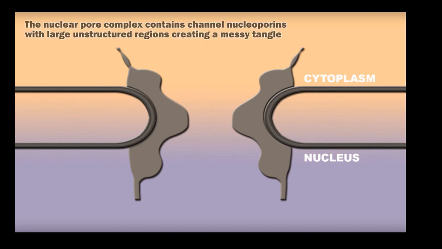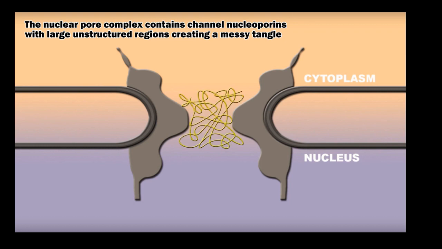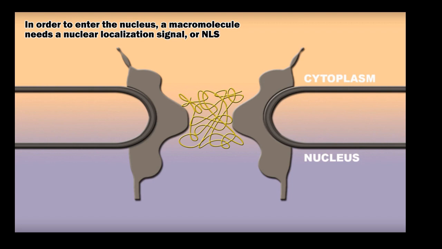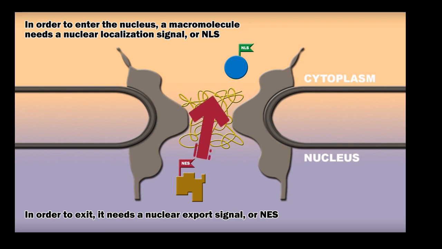The nuclear pore complex contains channel nucleoporins with large unstructured regions creating a messy tangle. This is why macromolecules can't freely come and go, but small molecules can. In order to enter the nucleus, a macromolecule needs a nuclear localization signal, or NLS, and in order to exit, it needs a nuclear export signal, or NES. With active transport, molecules up to 39 nanometers across can be carried through the nuclear pore complex.